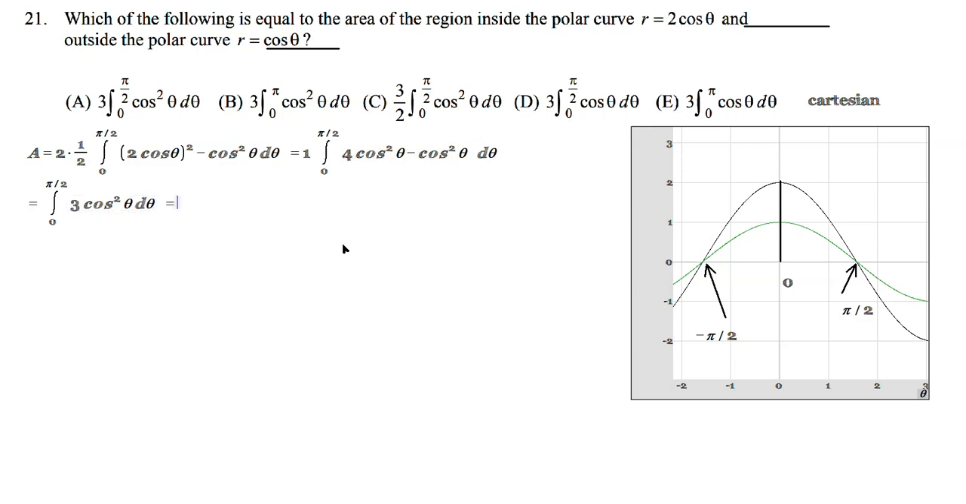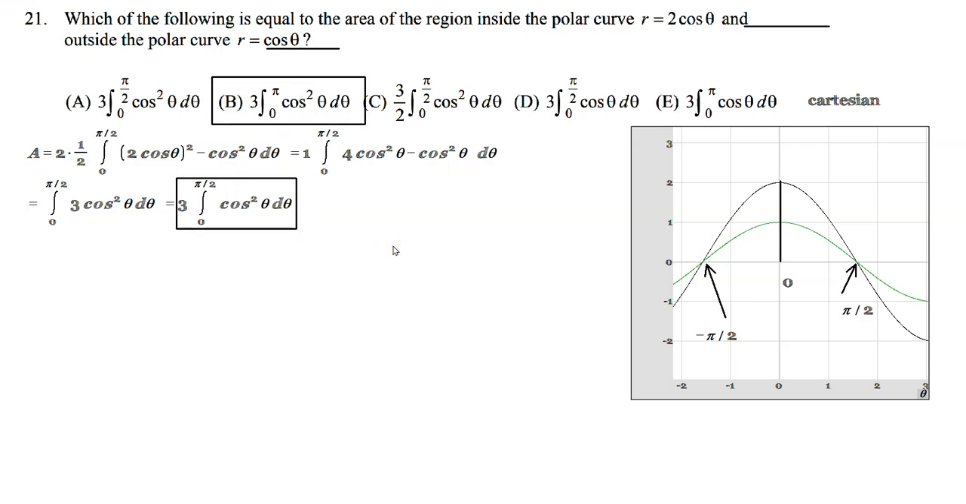And then this will give you, with the 3 on the outside, 3 times the definite integral from 0 to pi over 2 of cosine squared of theta d theta. This answers the question as far as at least the test is concerned, because you can tell that the correct answer is right here from this step. But for our own benefit, you should work through the process of evaluating the integrals. So I'm going to continue with that process.